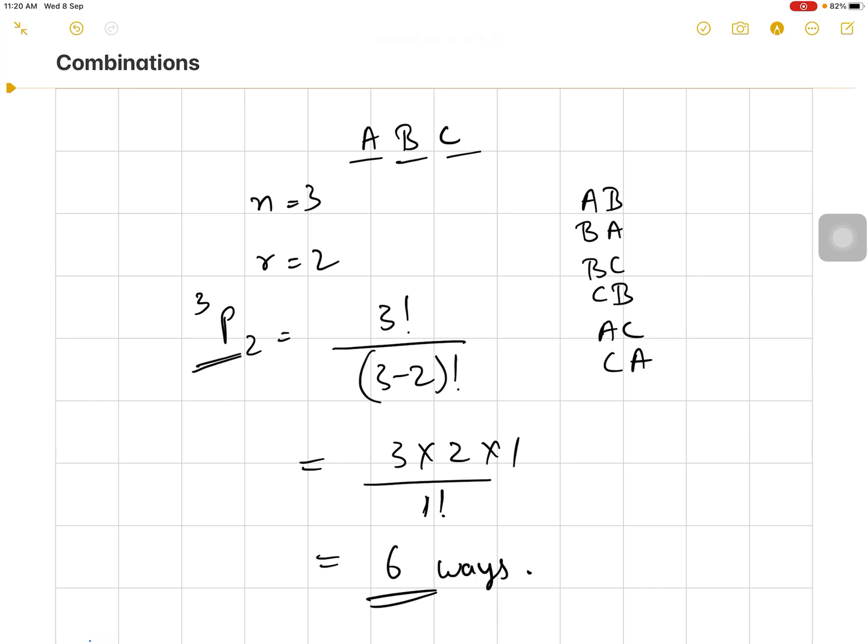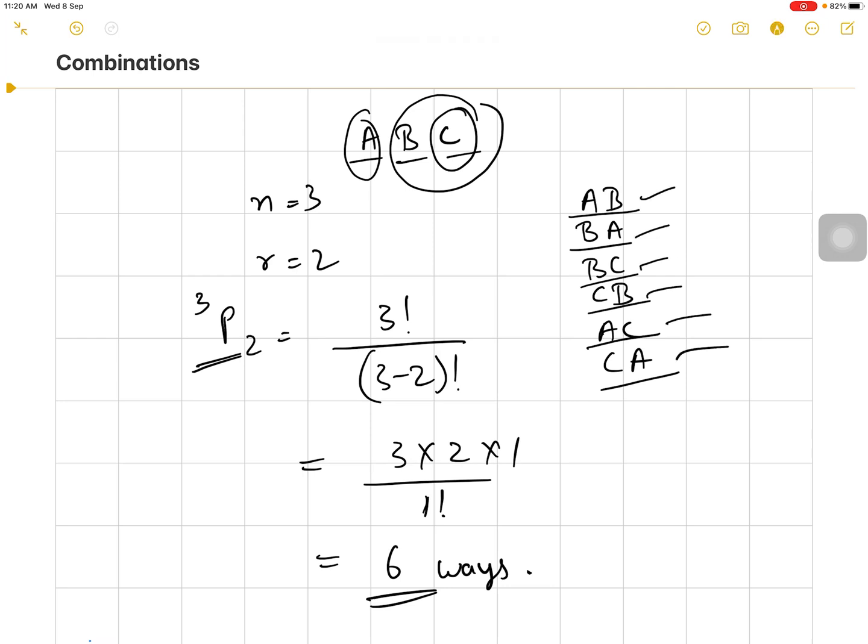So in case of permutation, what is happening? You are selecting 2 and you are arranging them also, right? So AB can be written as AB and BA, right? And if you are selecting BC, it can be written as BC, CB. And if you are selecting A and C, then it will be AC and CA, right? So there are 6 ways in which you select as well as arrange, which is called permutation.